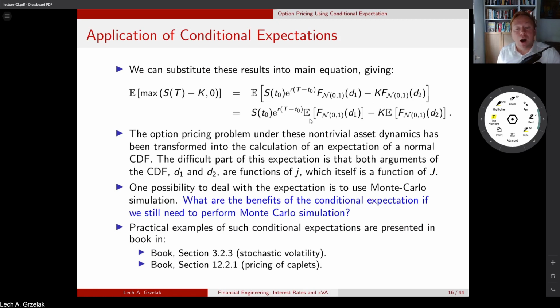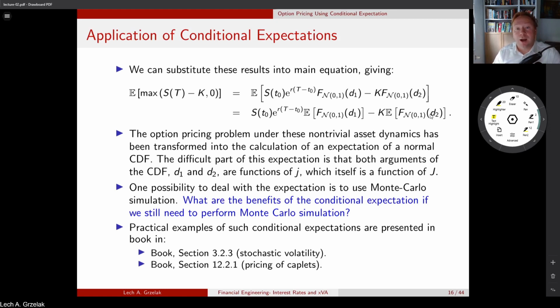Many things can go outside the expectation, and then we simply have two terms. So we have the expectation of a normal CDF of D1. D1, keep in mind, still depends on J, so this is not deterministic. It is still a stochastic quantity. So this is a CDF which has a parameter that is stochastic. And it's the same for this quantity: we have D2, and it's the same situation.